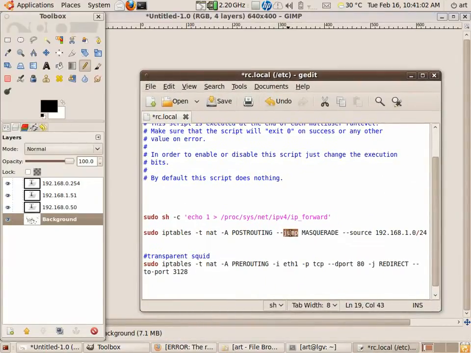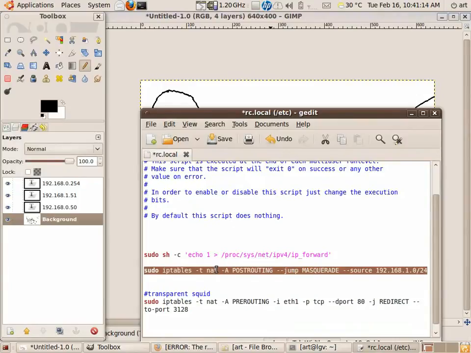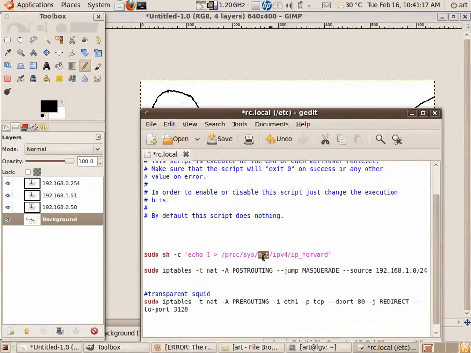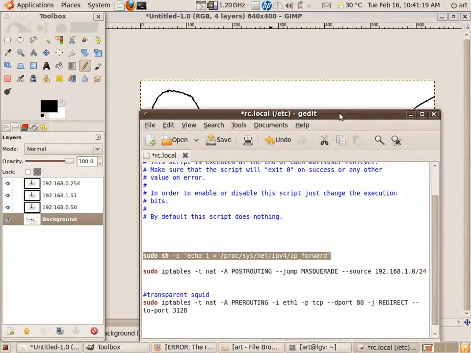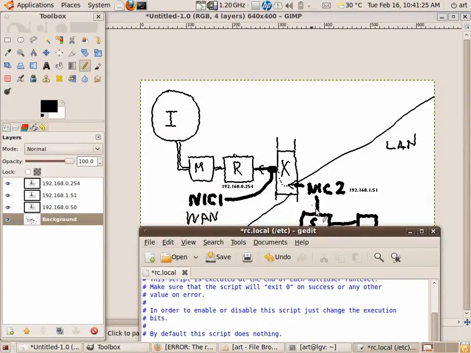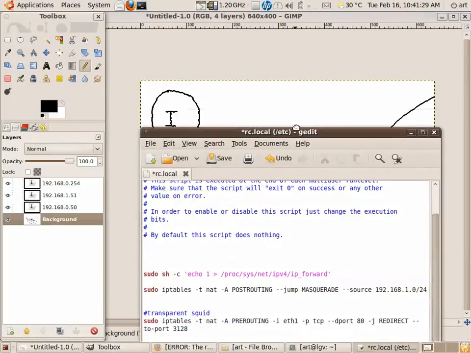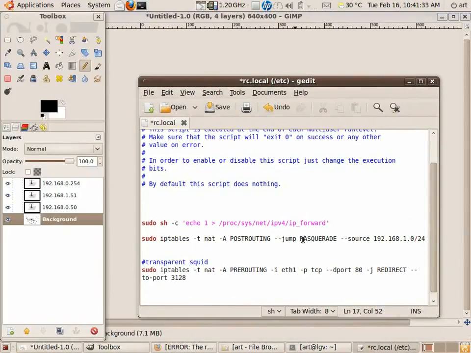POSTROUTING means after routing. You cover it and put it in the NAT table. And when it's going out, this is that line. It can be in any order. Now, this one is also important because it will enable forwarding of your IP addresses located here. They will get forwarded to the IP address of the server.